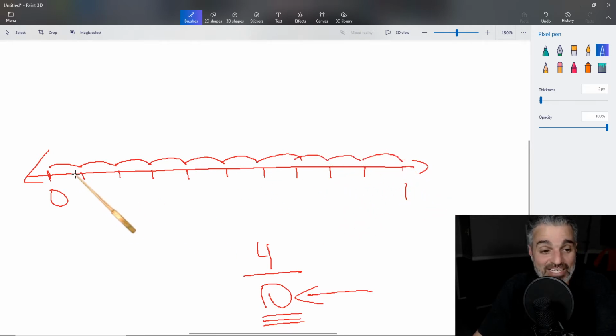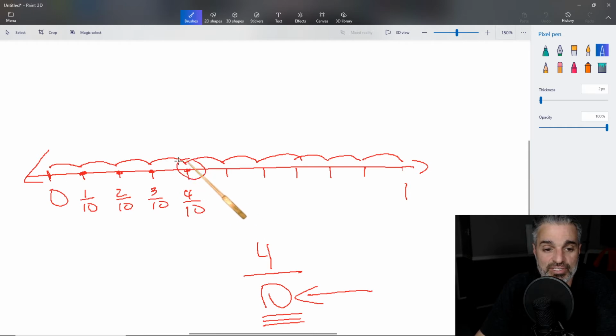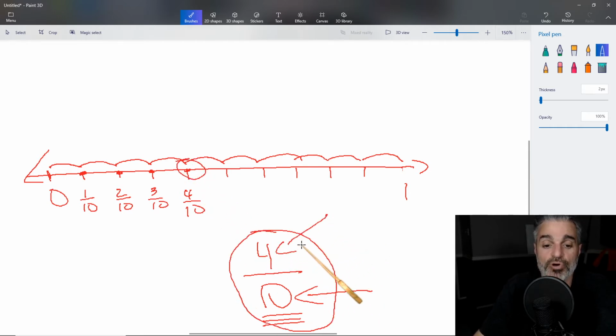That means that each point is 1/10. So this is 1/10, and this is another 10th, so it makes it 2 out of 10. This is another 10th, 3 out of 10, and this is another 10th, 4 out of 10. So this is the spot that we're looking for, because this is the fraction that we were given, 4 out of 10. Okay, so that's all that you have to do.